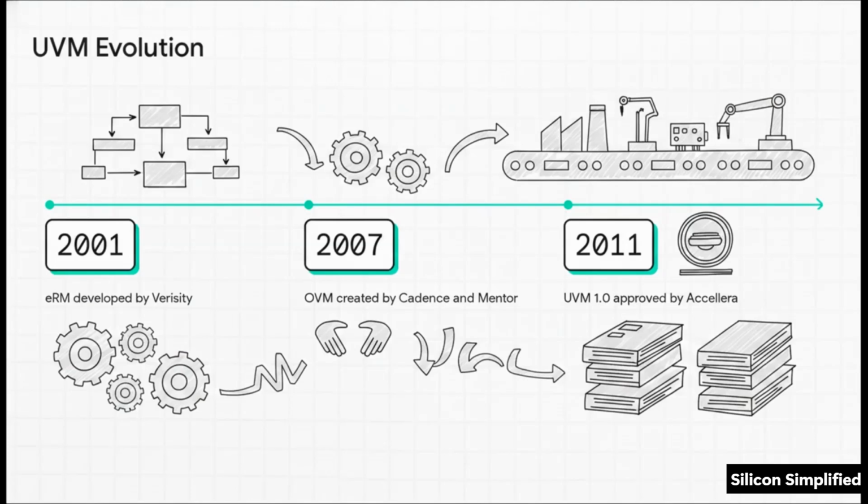UVM didn't just magically appear out of nowhere, right? It's actually a standardized methodology that evolved over a solid decade. If we trace its roots back to 2001, it started off as the E-reuse methodology, or ERM. That framework really laid the groundwork, and then it evolved into the Open Verification Methodology, OVM, back in 2007. That was actually a joint effort by Cadence and Mentor. And then finally, in 2011, Accellera approved UVM 1.0. This whole evolution was absolutely crucial because it brought this standard, factory-like automation along with a super robust SystemVerilog base class library to the entire electronic design automation industry.